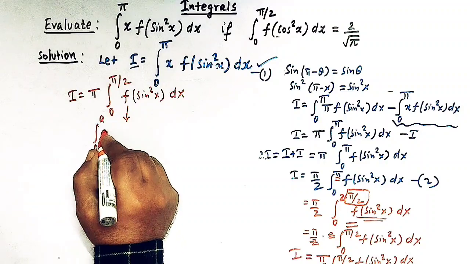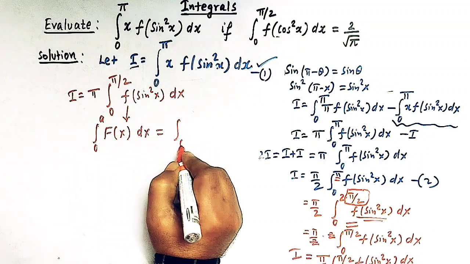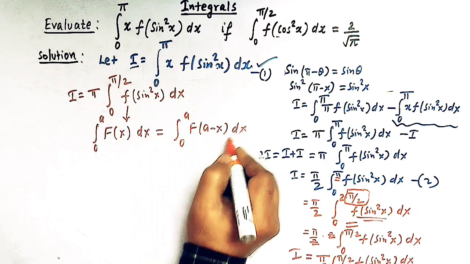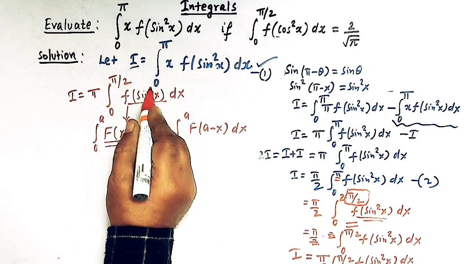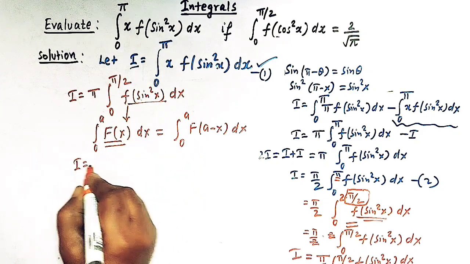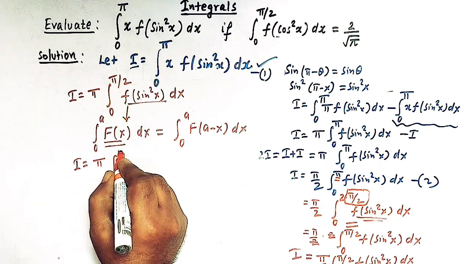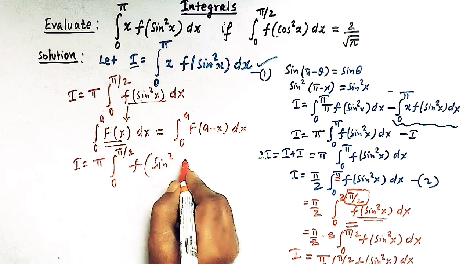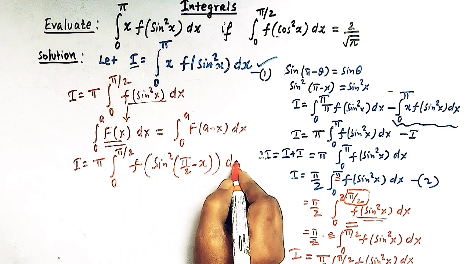that is, integral 0 to a, if we have the function say f of x dx, then this is integral 0 to a f of (a minus x) dx. So here this capital F of x is equal to f of sine square x. So we have I, and here we have pi and integral 0 to pi by 2, and we have f of sine square (pi by 2 minus x) dx.